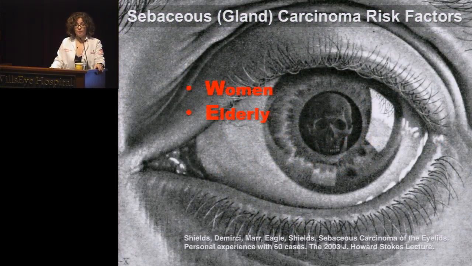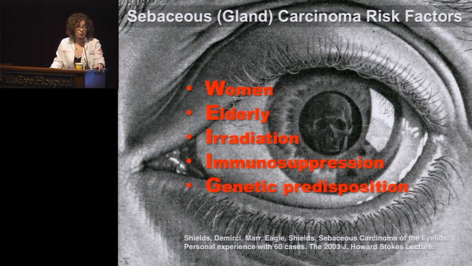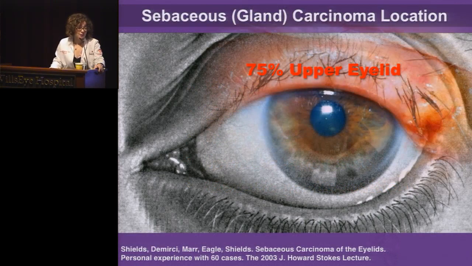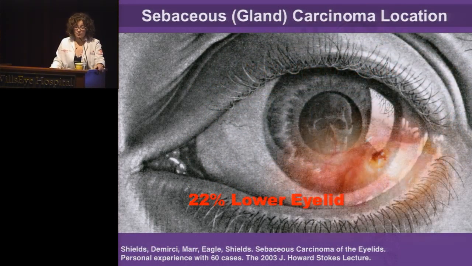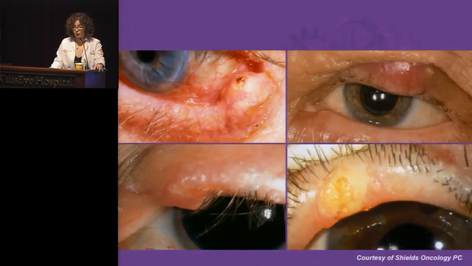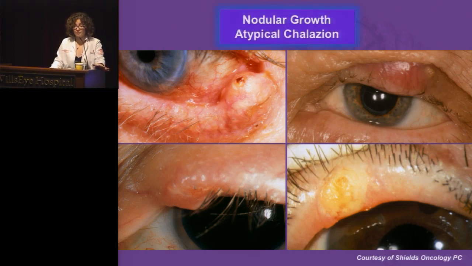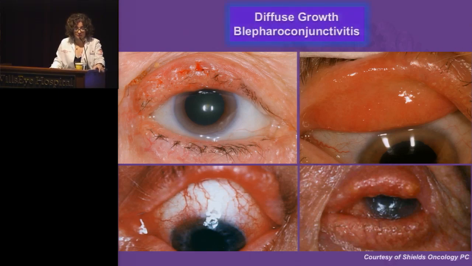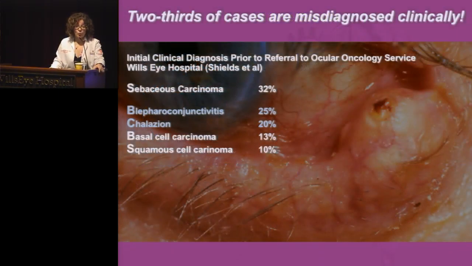And it's more common in women, more common in elderly, can follow irradiation, and as you know, can have genetic predisposition. Typically in the upper eyelid, and we've discussed the reasons for that, less frequently in the lower eyelid, and then even less frequently in the caruncle and conjunctiva. And you all know how it's a great masquerader, with the two most common presentations being atypical chalazion, where the tumor grows in a nodular fashion, or this chronic unilateral blepharoconjunctivitis. And misdiagnosis is quite common, so up to 50% of these are misdiagnosed clinically.